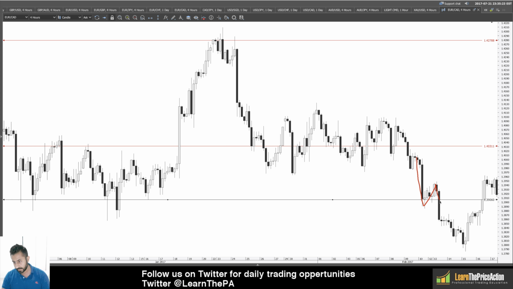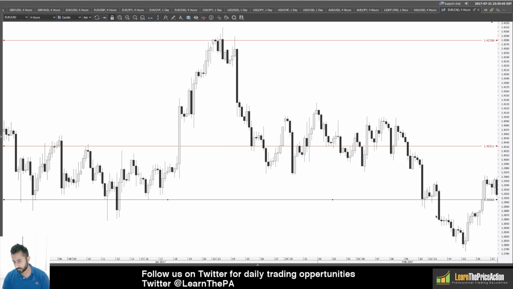Okay, it comes down. And actually, if you look carefully, it did not even breach it, because what happened? It comes down, went sideways. It actually created a small hook right here.